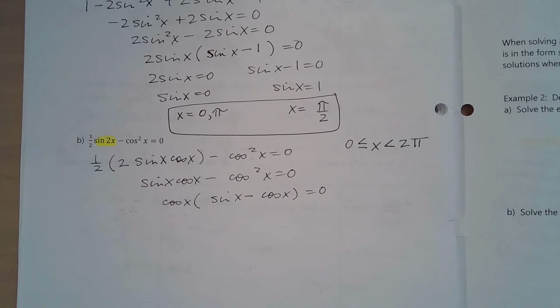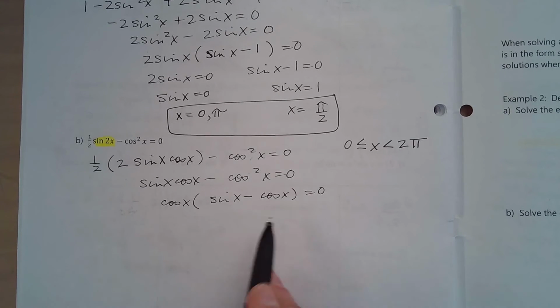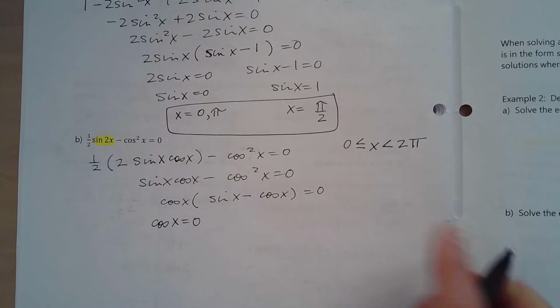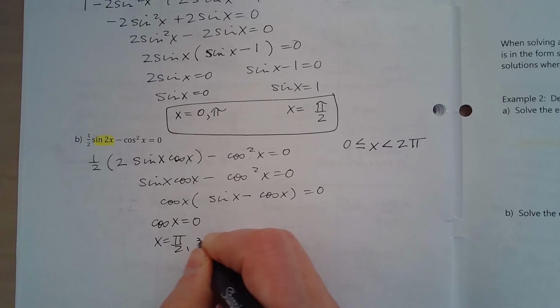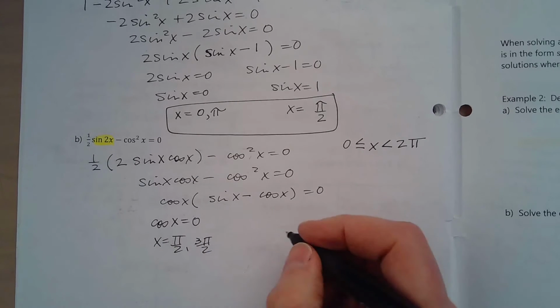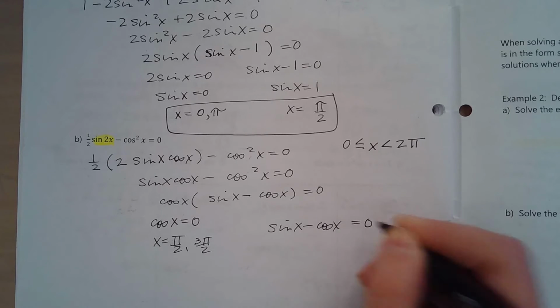Okay, so what's the first answer, I suppose? What did you do first? Anyone? Where'd you go from here? Cos x equals 0? Okay, when does that happen? Perfect. Thanks, Ibby. I heard you loudest. Okay, what's the next thing then? The next thing means sine x minus cos x equals 0.